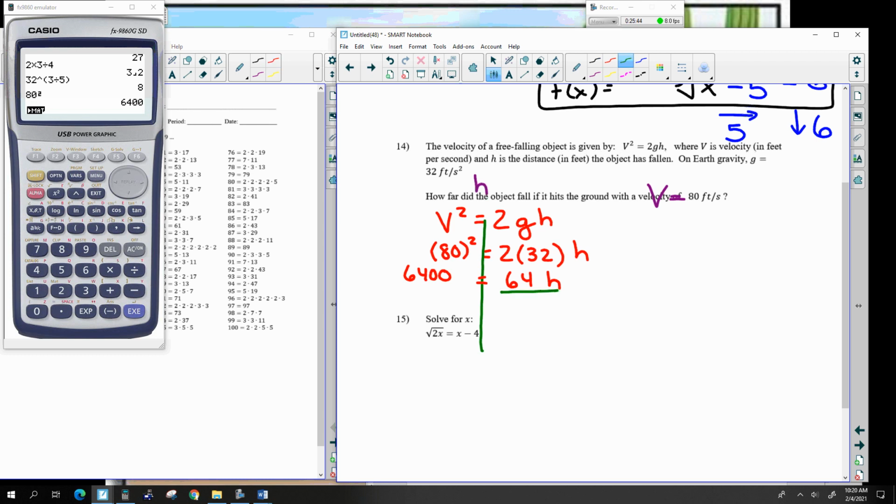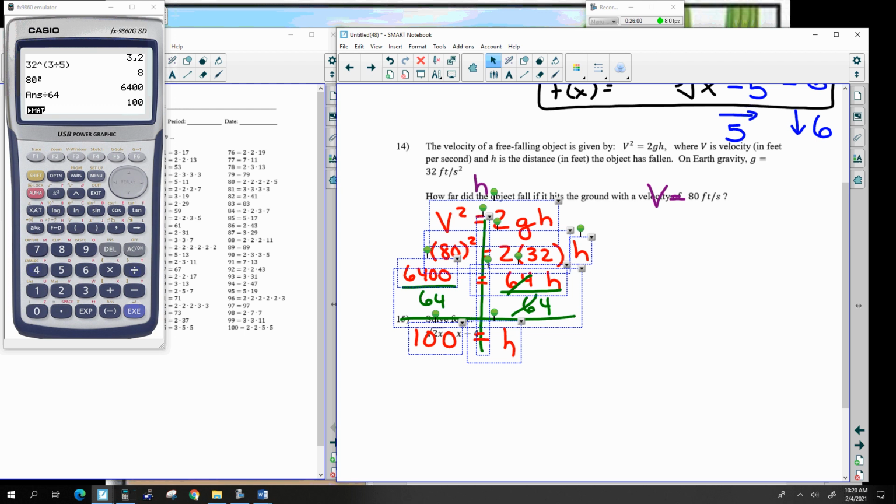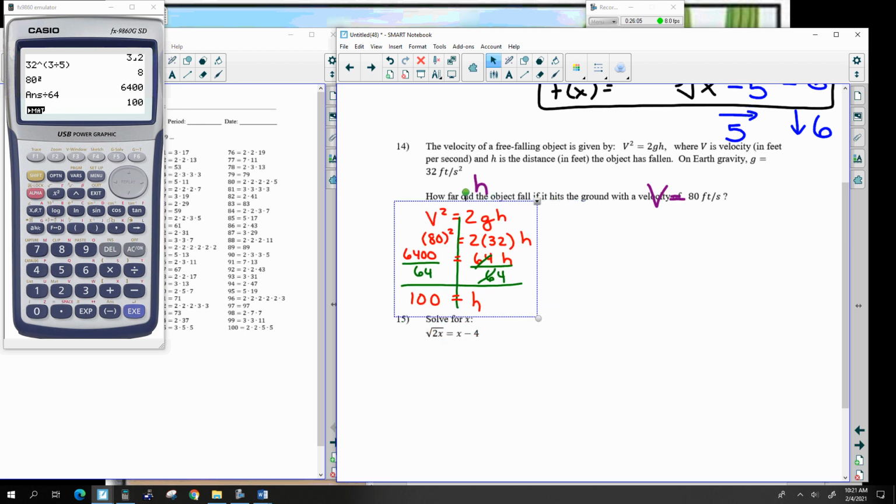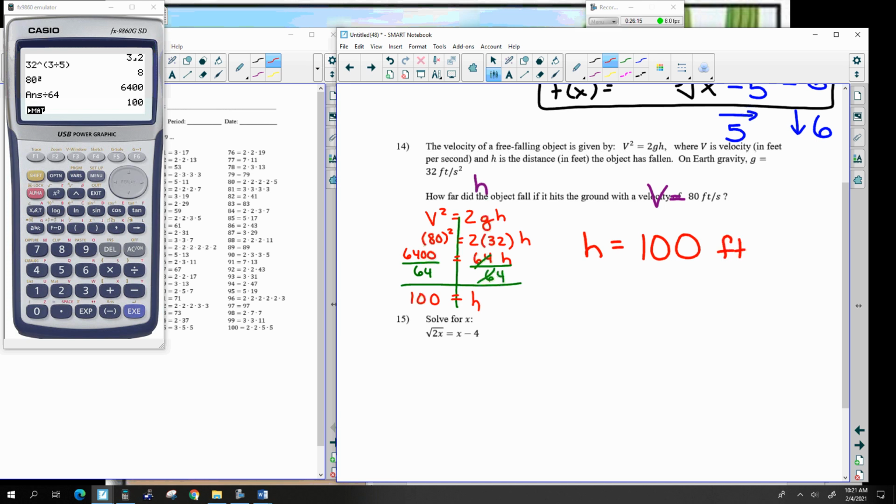All right, so to solve for h, all I have to do is divide. That should be equal to 100. Outstanding. So h is 100. To be a good mathematician, you should probably get some sort of label on that. So h is in feet. It says so right here: h is distance in feet.